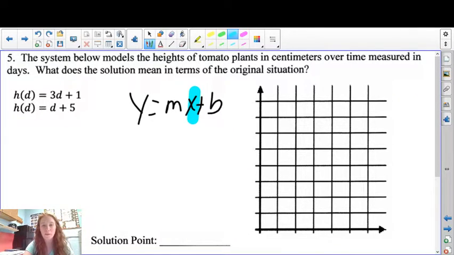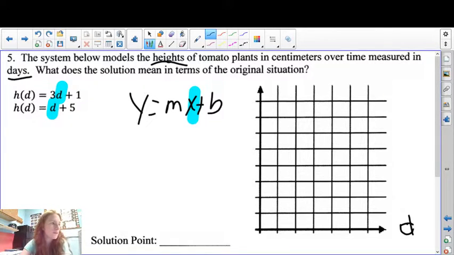Since my x is typically what I refer to, and that's my horizontal, I see that my d is going to replace the x because it's got the slope right next to it, and it looks like the intercept. So down below, I'm going to say that this is my d. And let's be strategic. Let's go back and read it. What do we think d means? The system below models the heights of tomato plants. Okay, there's the word heights. In centimeters over time measured in days.